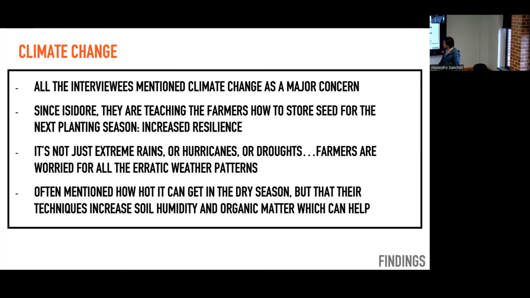And also, they mentioned how hot it can get in the dry season, but that their techniques increase soil humidity and organic matter, which can help. And what they were telling me is that sometimes, especially between April and May, the temperatures can get to 112, 115 degrees Fahrenheit, which is crazy. And they keep working there, so it's very extreme.